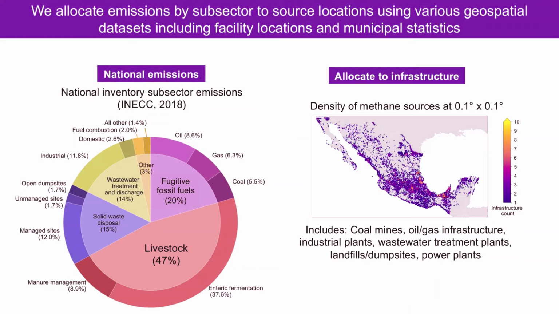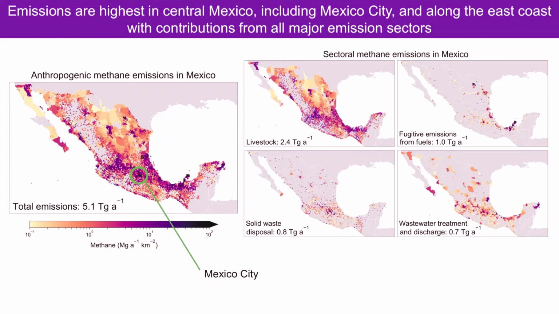On the right, I'm just showing a map of point sources. It's not showing methane emissions, it's just showing the density of sources per grid cell. For point sources, this would include coal mines or wastewater treatment plants, et cetera. And then we use those spatial maps to distribute our emissions and produce a gridded inventory product. And so here on the left, I'm showing that resulting methane emission inventory.